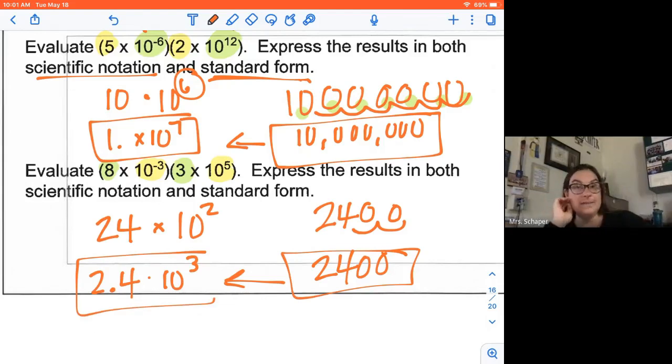Okay. Now we're going to expect that you can do this without a calculator on your test. You're going to have to show your work. So just be aware of that.